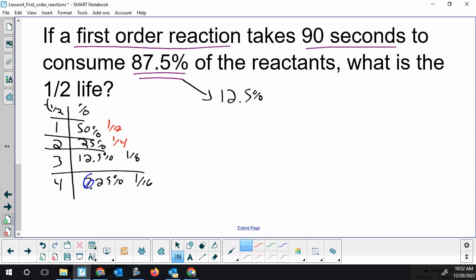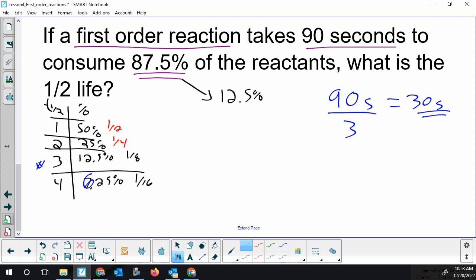We went down, 87.5% was consumed, 12.5% was left. So that's 3 half-lives. So we're told that 90 seconds occurred, but there's 3 half-lives to get all the way down to 12.5%. So each half-life must take 30 seconds. So in 30 seconds, we're down to 50%. 60 seconds, we're down to 25% left. 90 seconds, we're down to that 12.5% left.